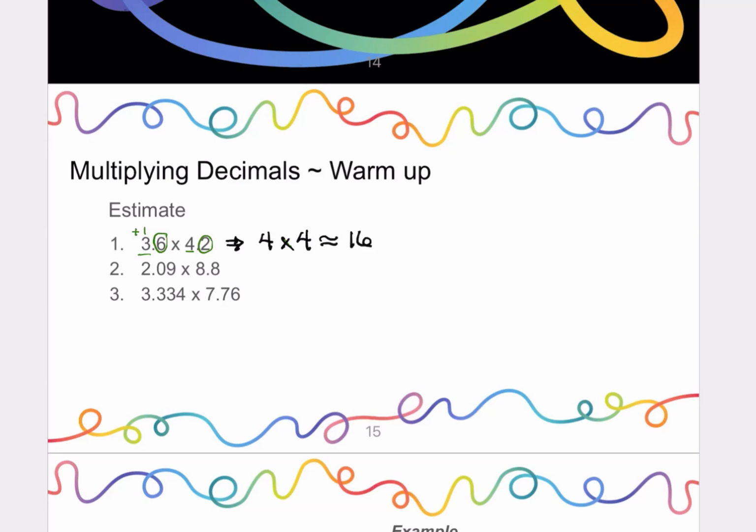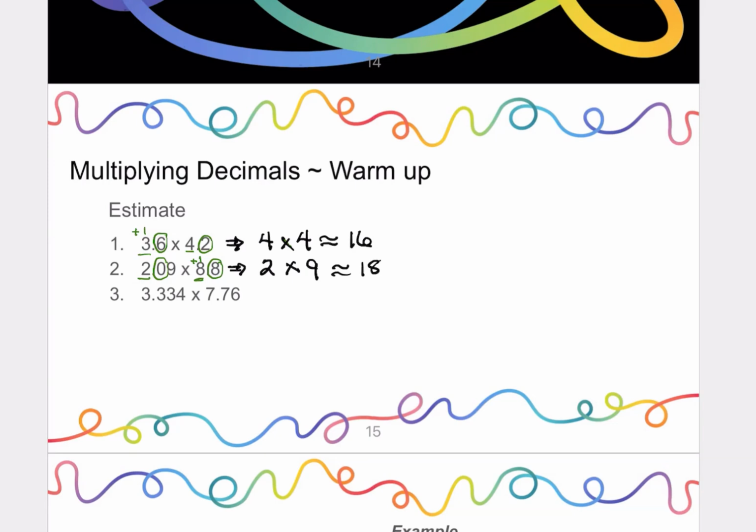Let's continue with problem 2. If we are looking at that ones digit, we look at the number directly next to it, in this case, which would be a 0. So that means we leave that 2 directly as it is. Let's continue. We're looking at that ones digit, and 8 is 5 or more. So that means we add 1 to that 8. 2 times 9 is approximately 18.